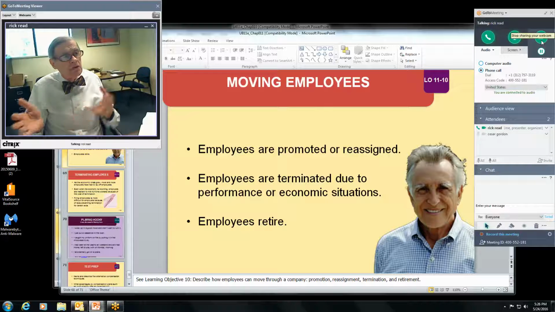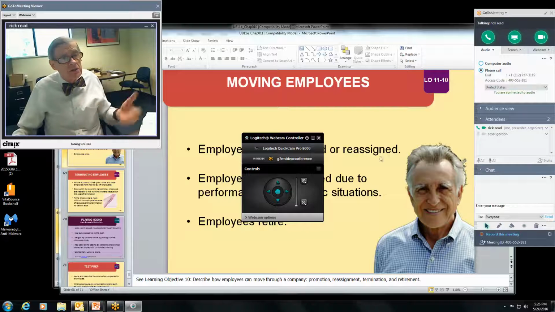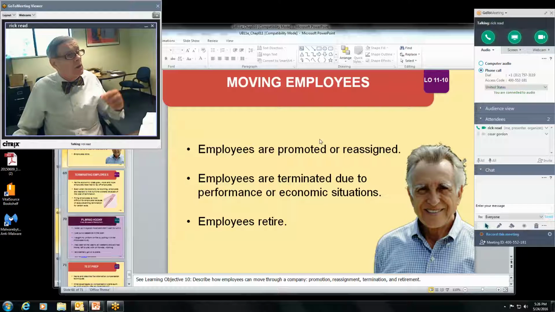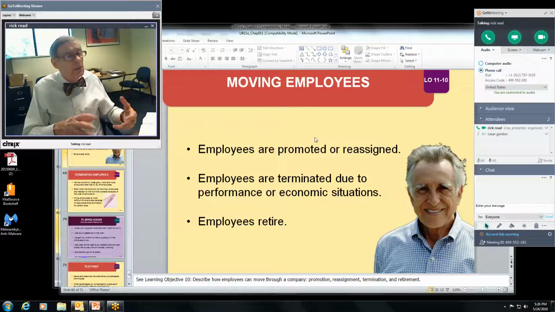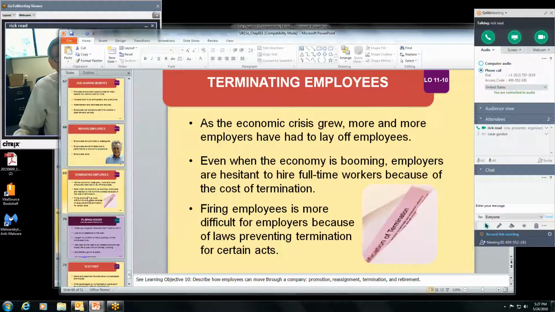We have to make sure that the employee who is ready to retire is given all the transition information he or she needs, because they're not going to be coming to work any longer. And that may have been their identity. And we have to do the things we can do for them to help them transition to their new stage in life. Terminating employees is never easy.